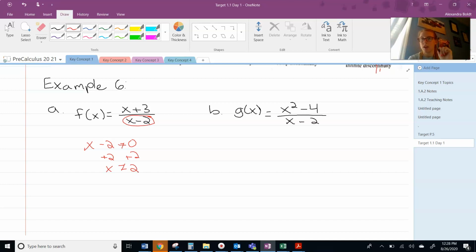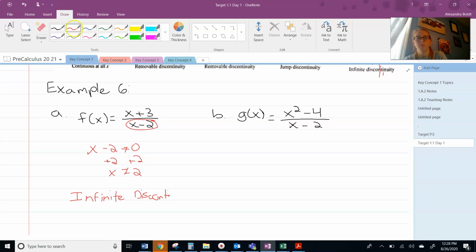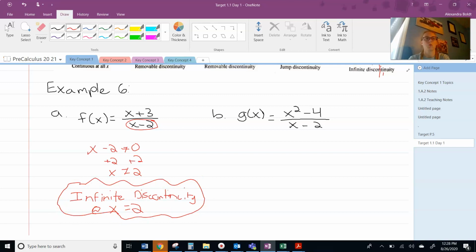This is an asymptote, right? If it's just still off in the denominator, it's a vertical asymptote or that infinite discontinuity. So how I would answer this question is there is an infinite discontinuity at x equals 2. Okay? So there's infinite discontinuity at x equals 2.